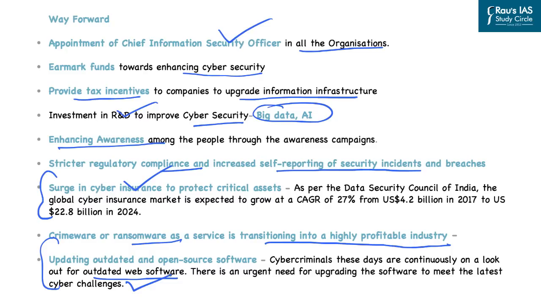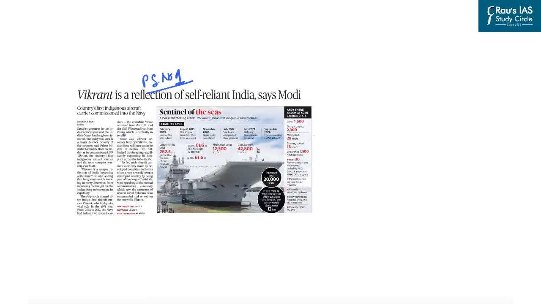So these are the different dimensions of the cyber warfare and the cybersecurity threats faced by India, also the preparedness and what needs to be done further. With this, let's take up the next news article now. This article on page number 1 is related to one of the biggest achievements of India in terms of commissioning of the first indigenous aircraft carrier in the Indian Navy.